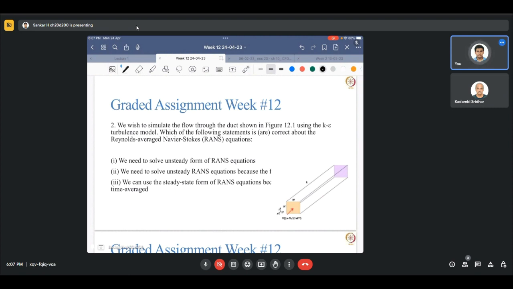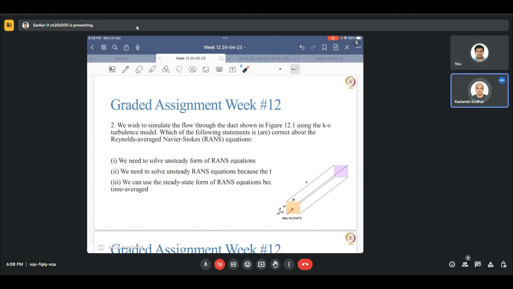And the third part is we can use the steady state form of the RANS equation because the equations are time averaged. Which among the answers would be correct here? 1 and 2. Yeah, we are in fact solving for the unsteady form of RANS equation because the flow is turbulent. Basically, the first statement makes sense, and the second statement just gives the reason why we are doing it.